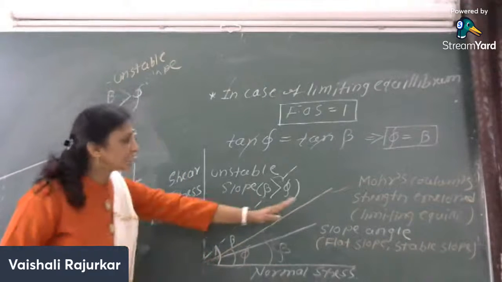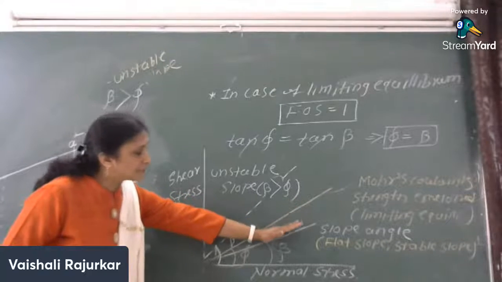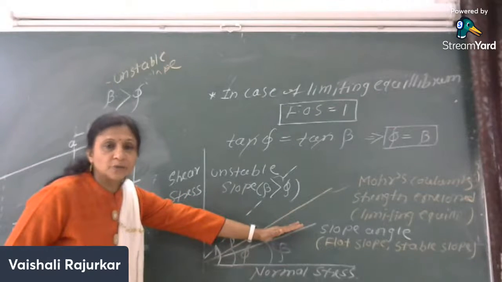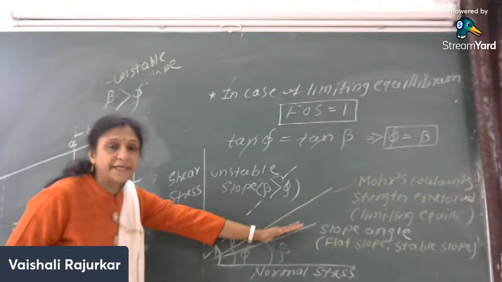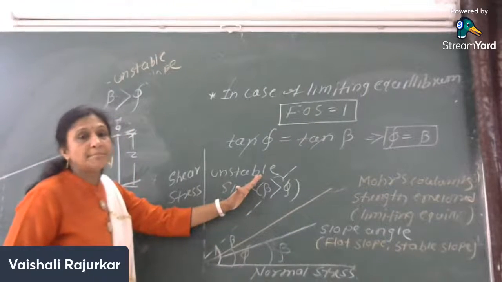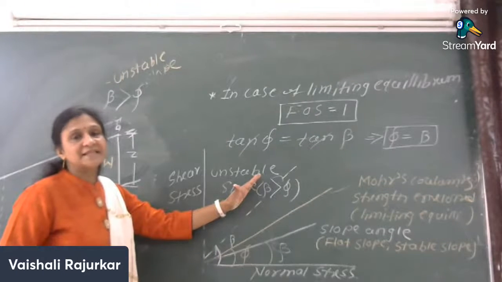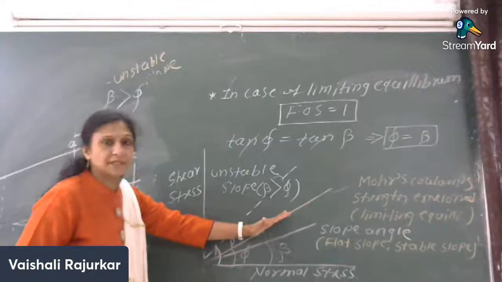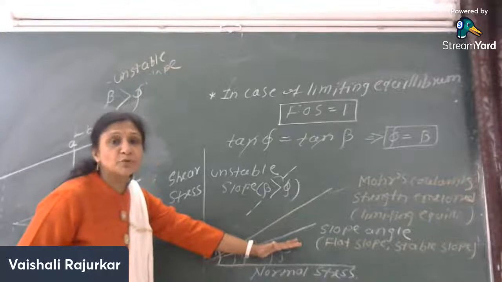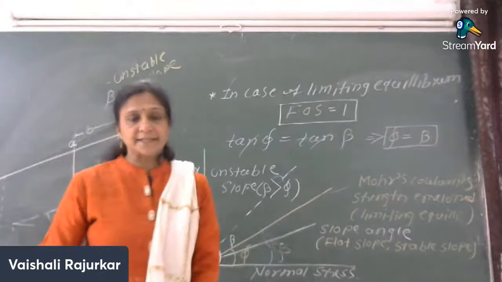So here, this is the case of limiting equilibrium where phi and beta are the same. This is the case of a flat slope, a stable slope, where beta is less than phi. This is the unstable slope where beta is greater than phi. There, the factor of safety is less than 1. Here, the factor of safety is 1. And here, the factor of safety is more than 1. Clear?